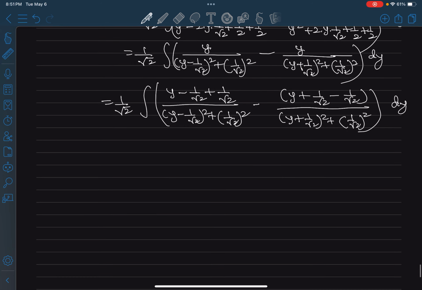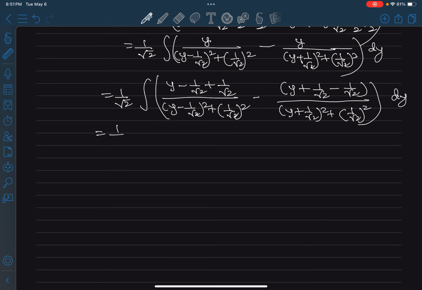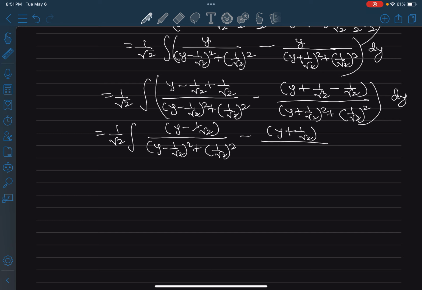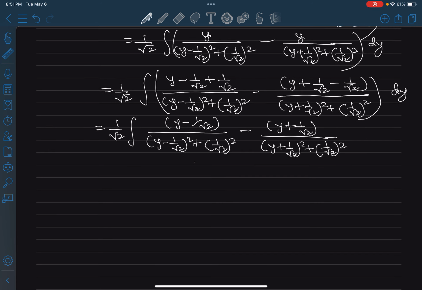Okay, so now this is 1 by root 2 integral of. So now I will just try to break this integral in simpler form. So y minus 1 by root 2, y minus 1 by root 2 plus 1 by root 2 square minus y plus 1 by root 2, y plus 1 by root 2 square plus 1 plus root 2 square, right? And then again, the integral continues. So over here, plus 1 by root 2, right? Notice that this is outside all, that 1 by root 2 is outside all. Yeah?